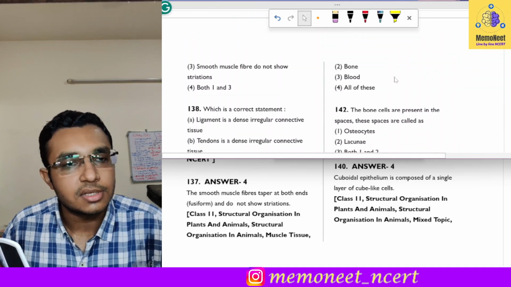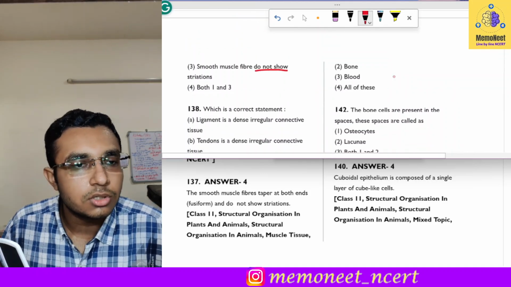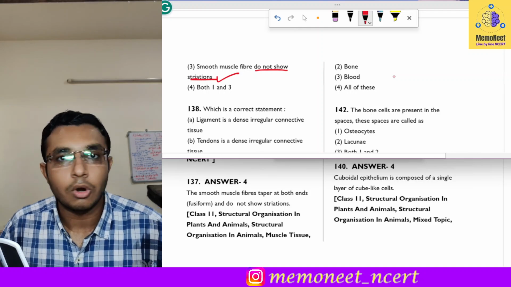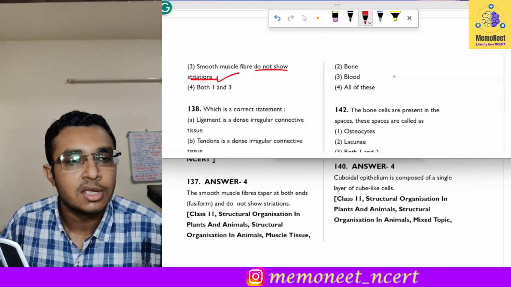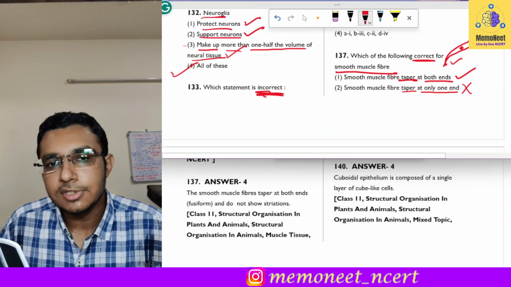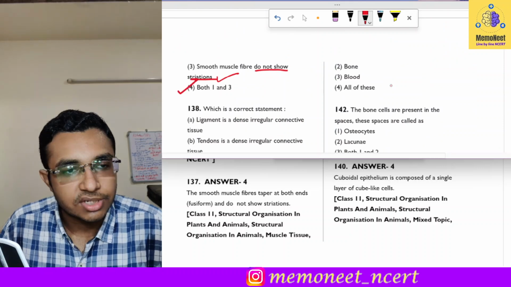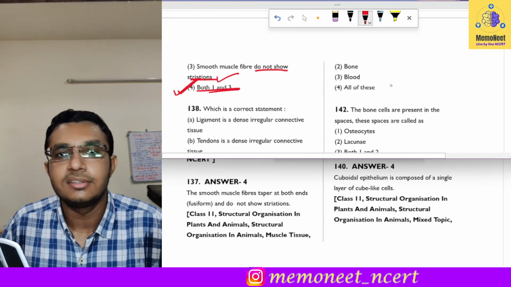The third statement is the smooth muscle fibers do not show striations. Yes, this statement is also correct. The striations are not present in the smooth muscle fibers. So as we saw, statement 1 is correct and statement 3 is correct. So the correct answer of this question is option 4, that is both 1 and 3.